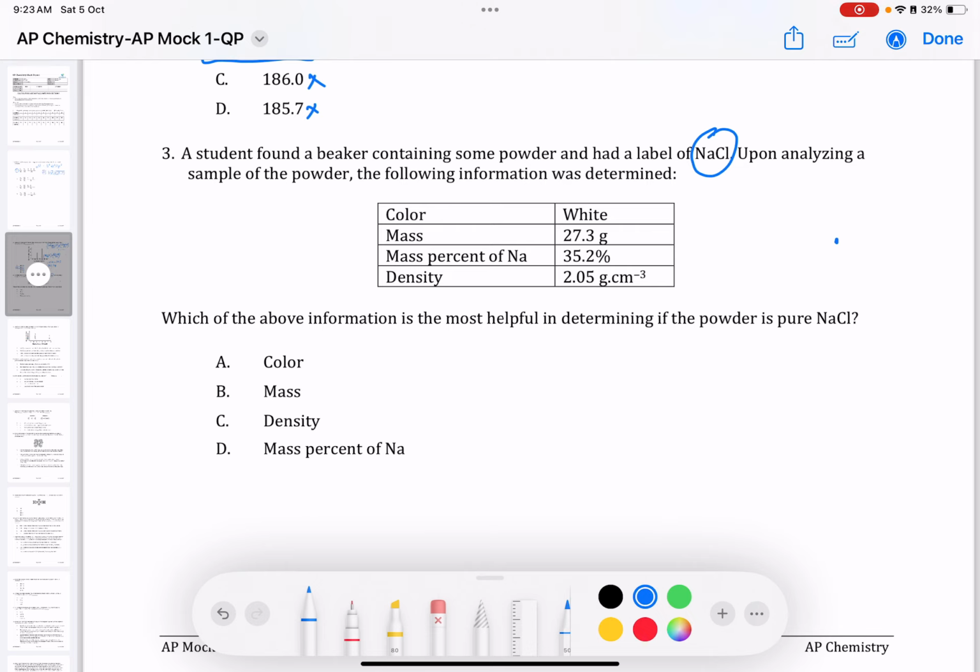Which of the above information is the most helpful in determining if the powder is pure NaCl? Of course, not the density and not the color. And yes, in these kinds of questions, we always take the percentage, because the mass will not tell us if there is impurity or not, because this mass includes the mass of Na, the mass of Cl, and impurities. So the best information that we can take is the percentage of Na or the percentage of Cl if it was given in the table. So it's D.